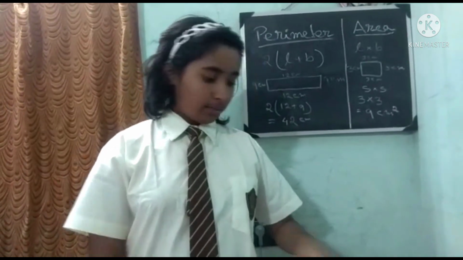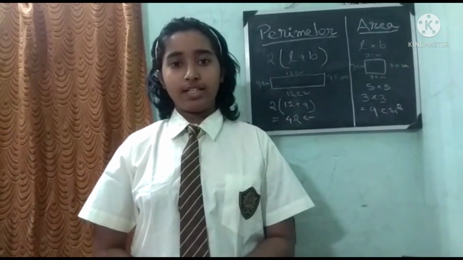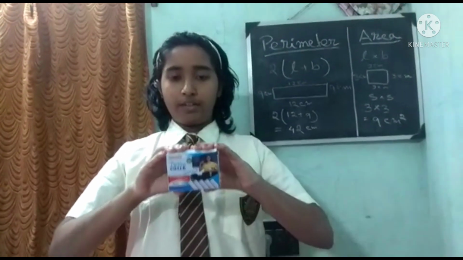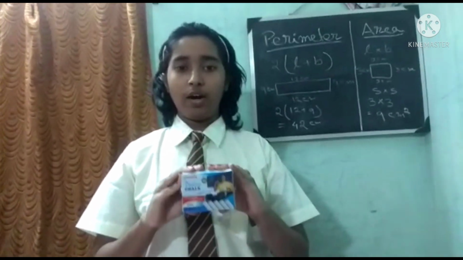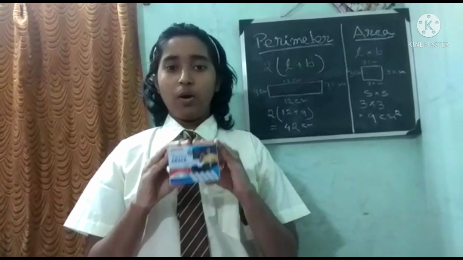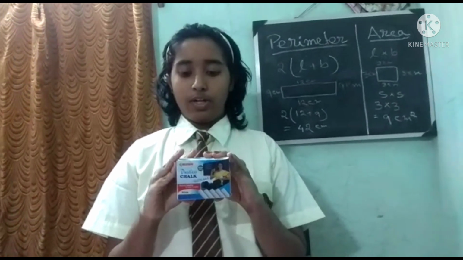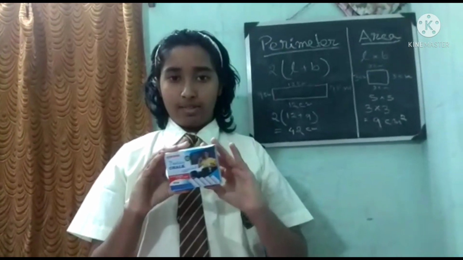Now coming to a square figure, remember that a square is a special case of a rectangle. All the sides of a square are equal. So the length of the side of this square is 3 cm. So the formula of finding the perimeter of a square is 4 into length of a side. So 4 into 3, the answer will be 12 cm.